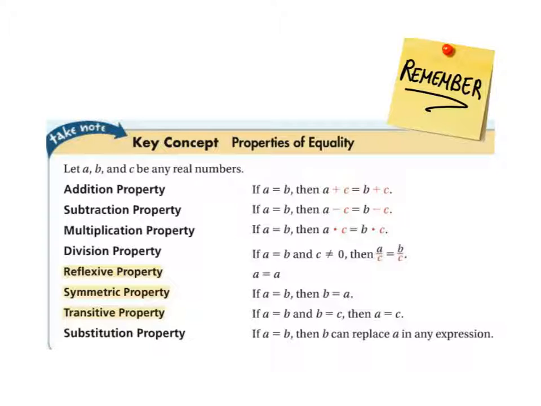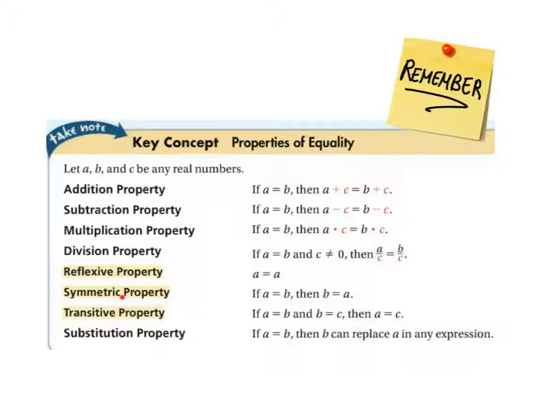Some of the new ones that maybe you're not as familiar with would be the reflexive property. We do this a lot in geometry. The reflexive property just says that whatever you have on one side of the equal sign is going to equal itself. We often use it with segments or angles, and you'll see why later on. I think of it as a reflection. You have the exact same thing on both sides.